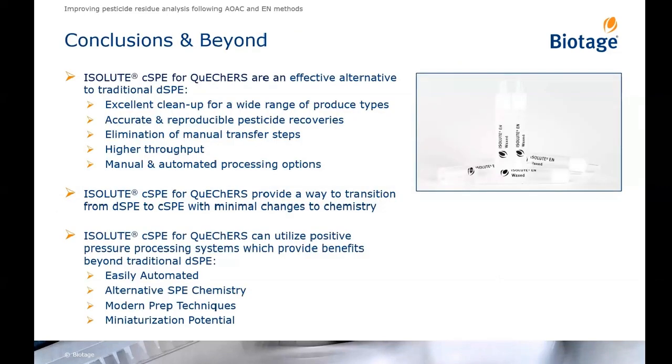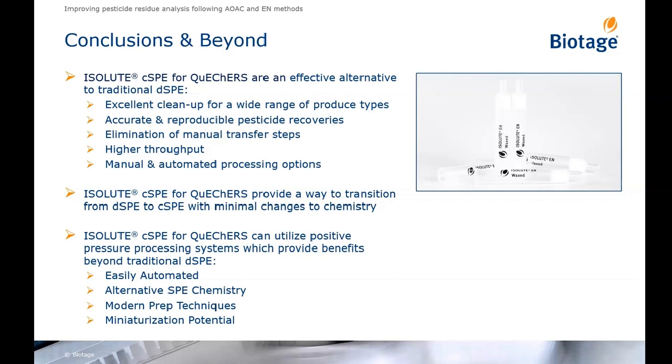So from there, I'll end with some conclusions and go a little bit beyond. The first conclusion, of course, is that the ISOLUTE CSPE for QuEChERS are definitely an effective alternative to traditional dSPE, and that was proven here. They really produce clean extracts for a wide range of produce types. The results are very accurate and reproducible compared to the dSPE. There's elimination of manual transfer steps, which leads to higher throughput. And you also have options for both manual and easily automated processing.